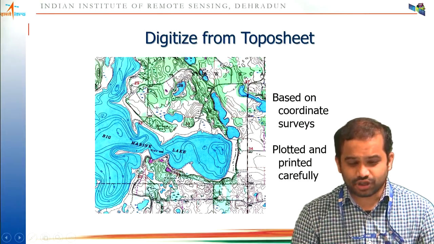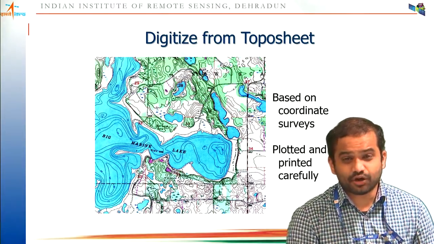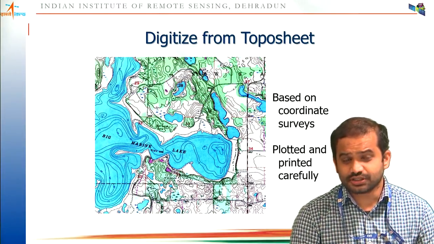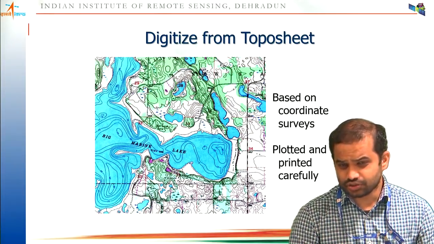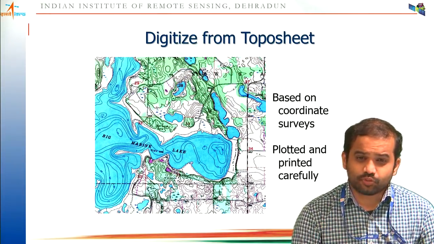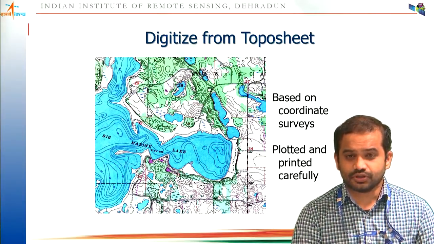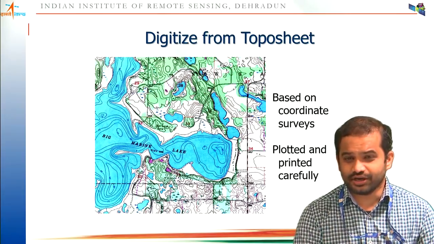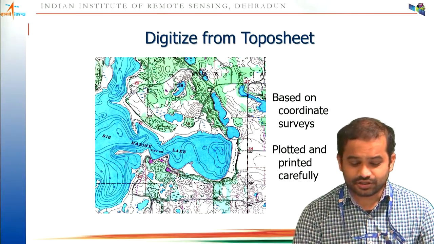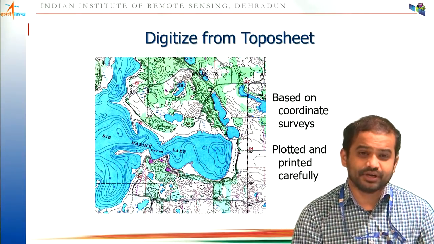So one example which I was talking about is the manually drawn maps. A good example is Toposheets, popularly also known as local maps. Toposheets have a lot of information about an area, right? They have been developed manually based on the coordinate survey, and then they are finally refined and printed.